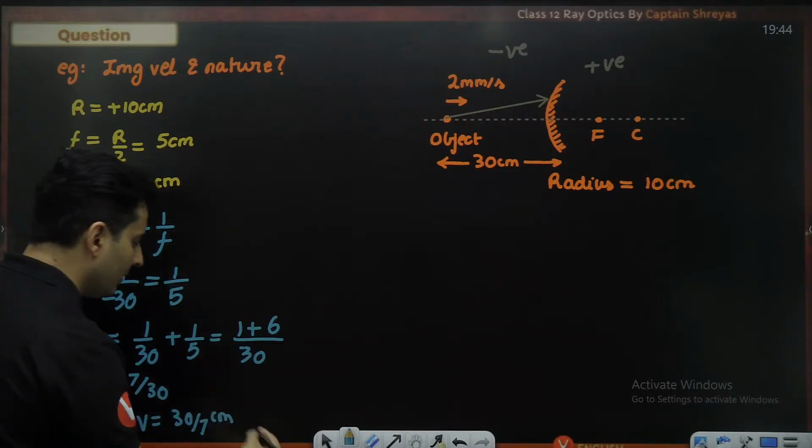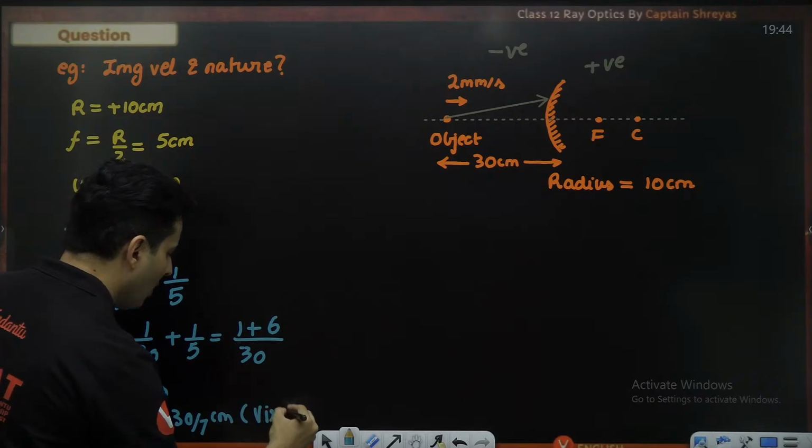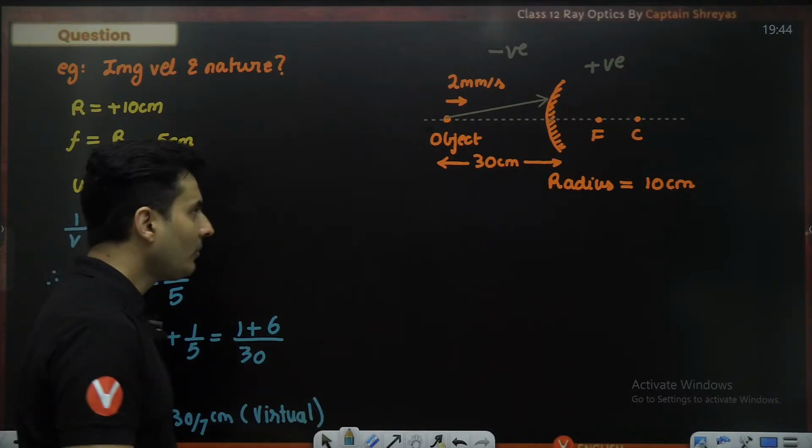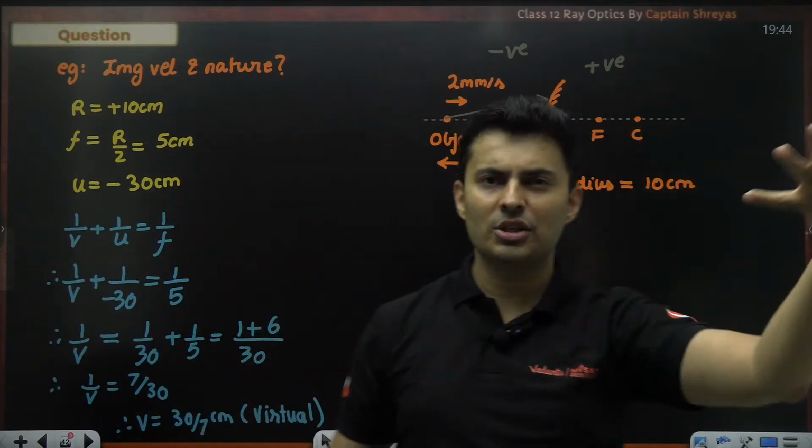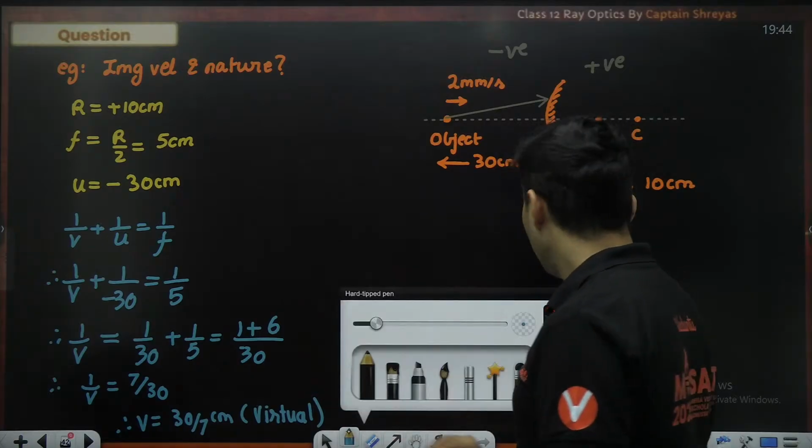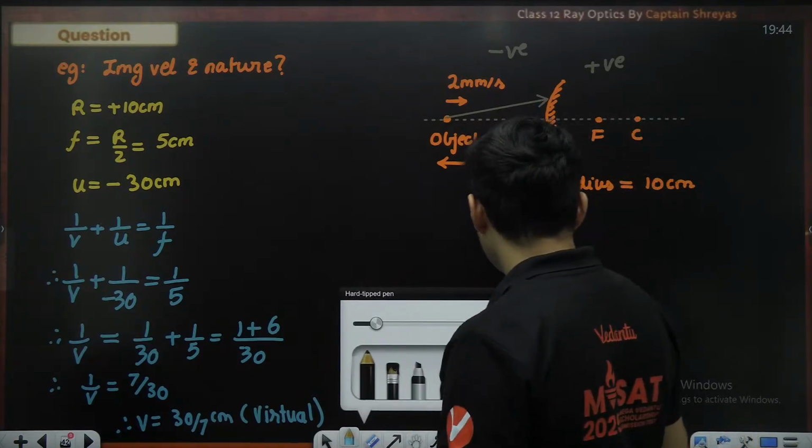Because it is positive, that means it is going to be virtual image. Positive means it will be on this side, virtual, behind the mirror. Okay, done and dusted. Now let's go to the next part.